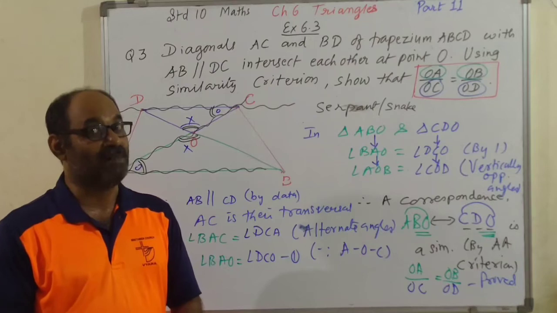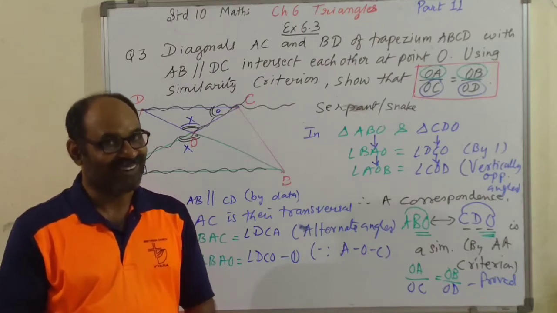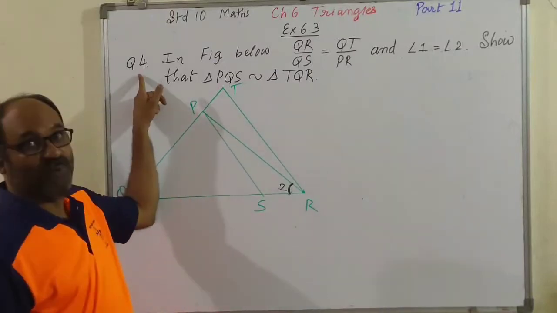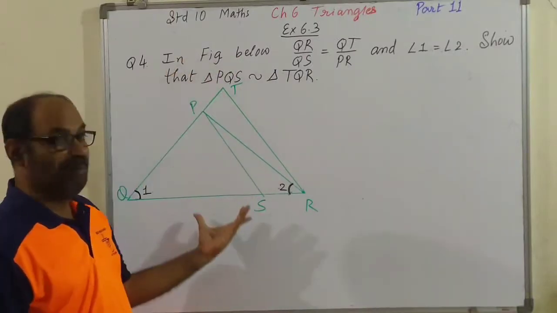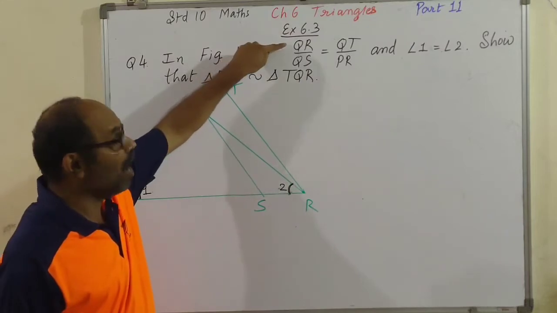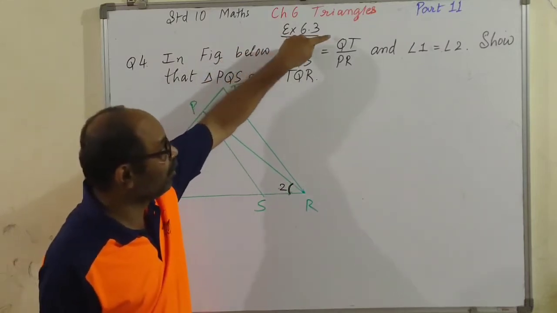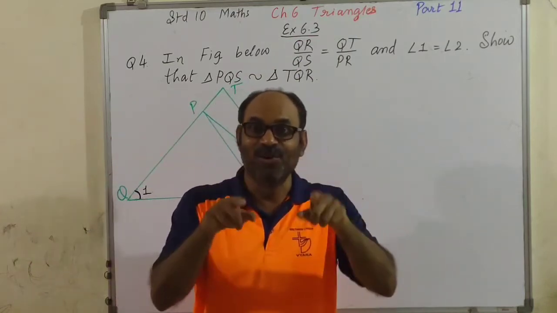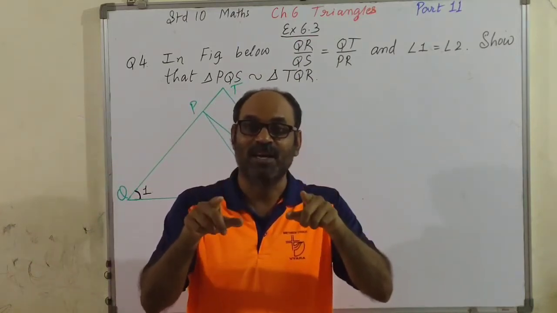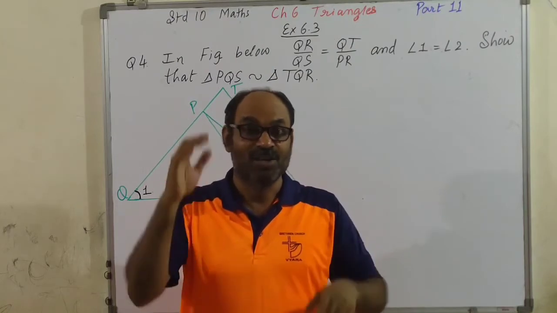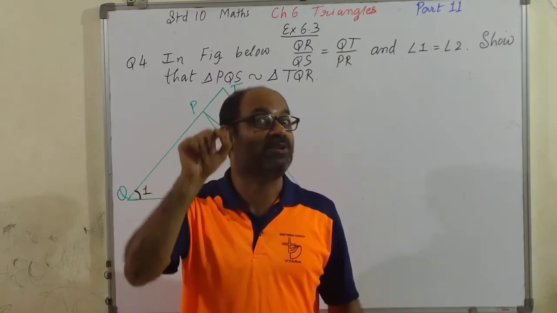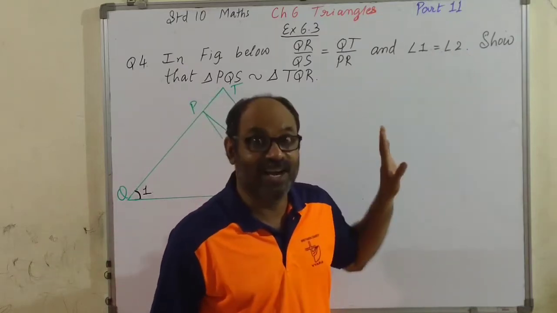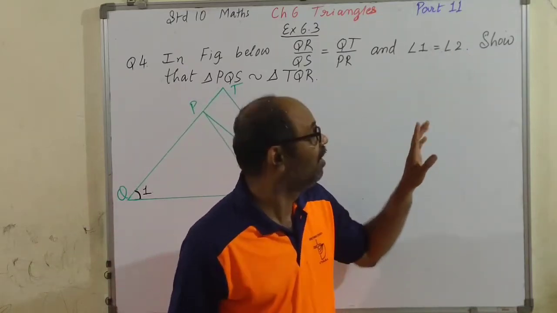Now we move on to number 4. Alright? Fine? So the next one, number 4. In figure below, QR upon QS is equal to QT upon PR. Children, two ratios, two corresponding sides are in proportion. So you can think of SAS if included angles are equal. And angle 1 is equal to angle 2. We'll see that in the figure.